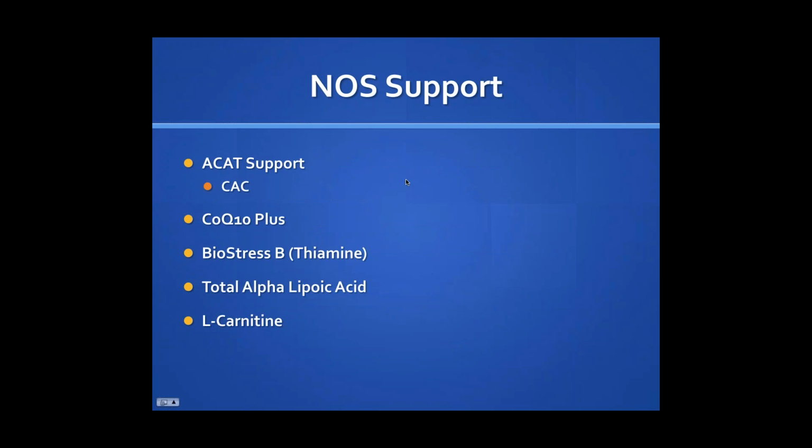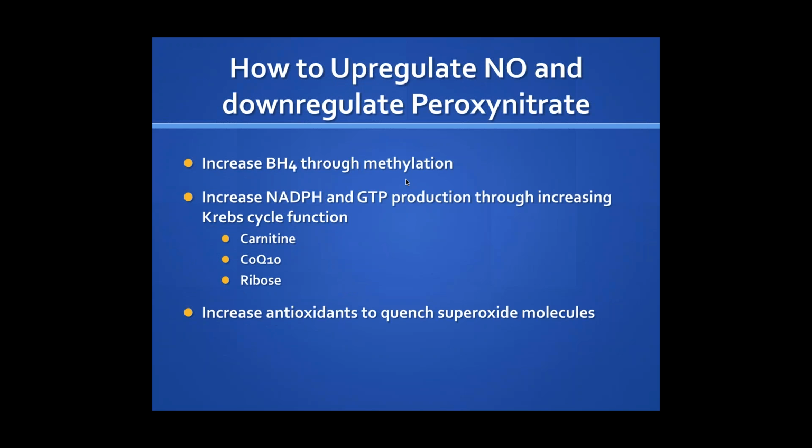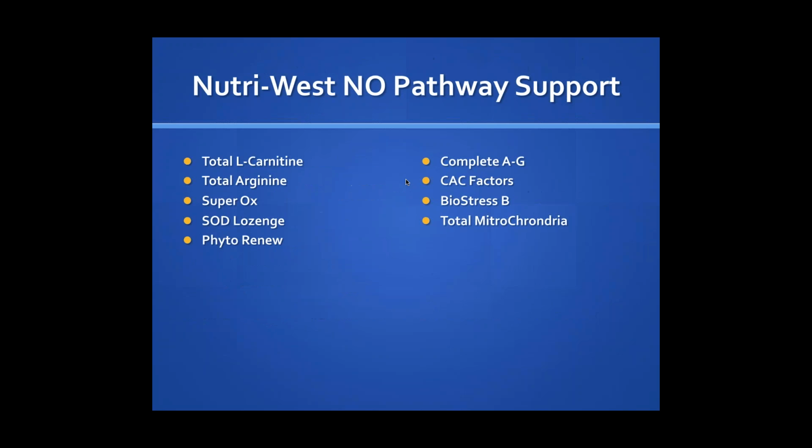We also want to do ACAT support, so citric acid cycle factors can come in with that, CoQ10+, Biostress B. Helps the thiamine in that pathway, helps the citric acid cycle work correctly. Total alpha lipoic acid and L-carnitine will help upregulate that pathway, and it'll decrease your loss of nitric oxide and increase your production of the right kinds. Again, increasing BH4, I want to talk about that again in a minute here. Increase NADPH and GTP production through increasing Krebs cycle function through carnitine, CoQ10, and ribose, and then increasing antioxidants. So there's a list of some of the things that can really help.